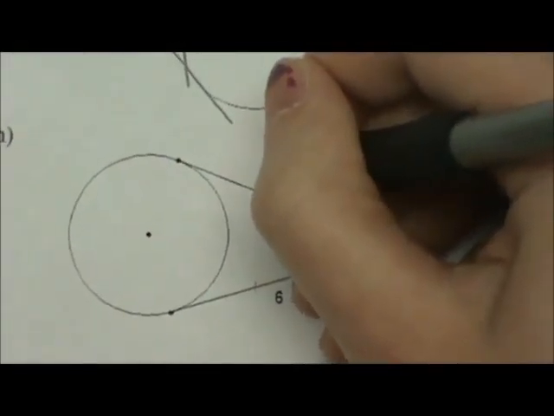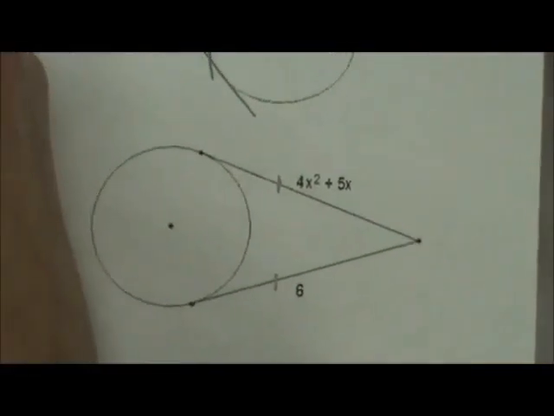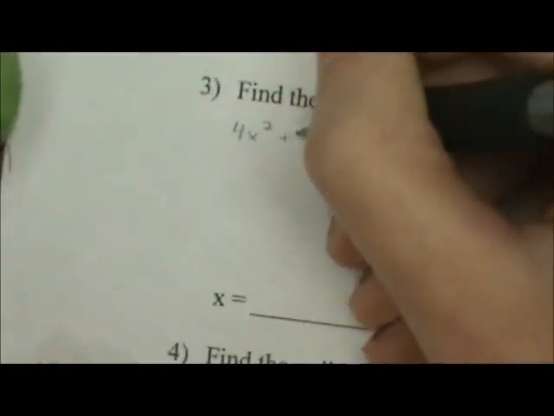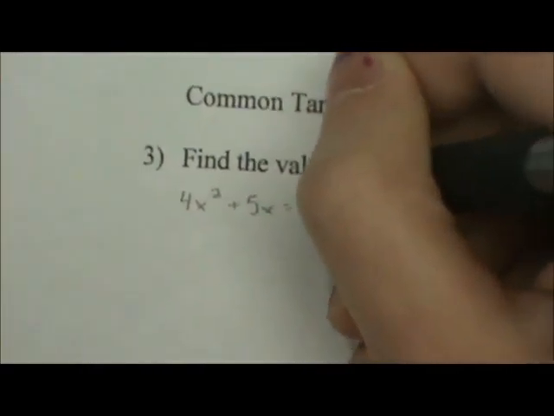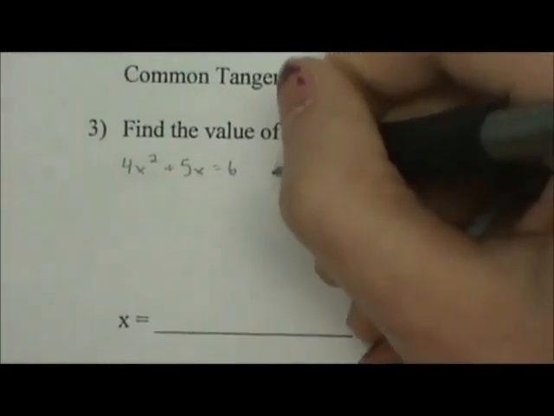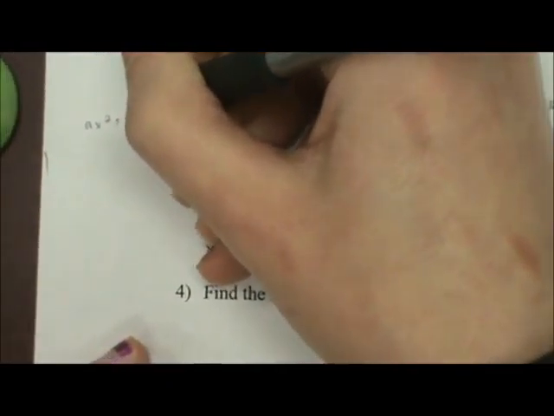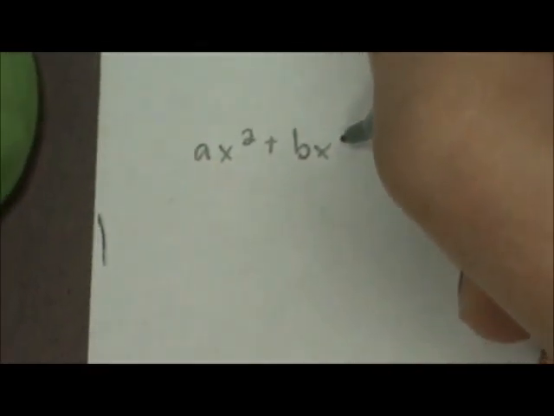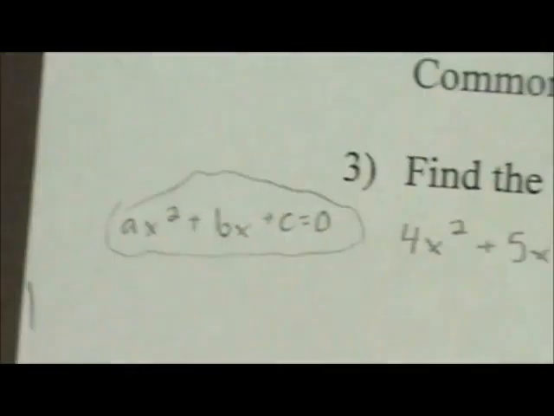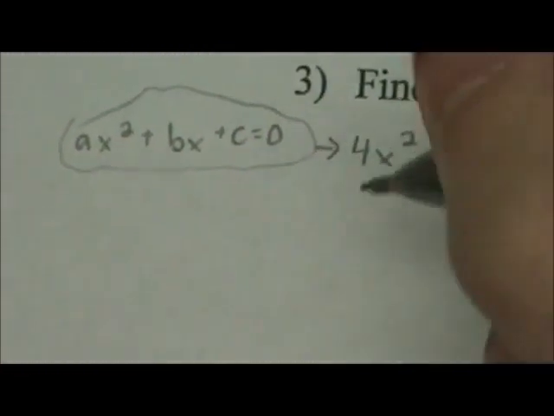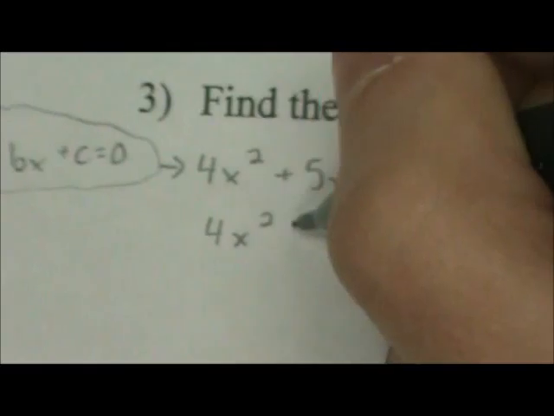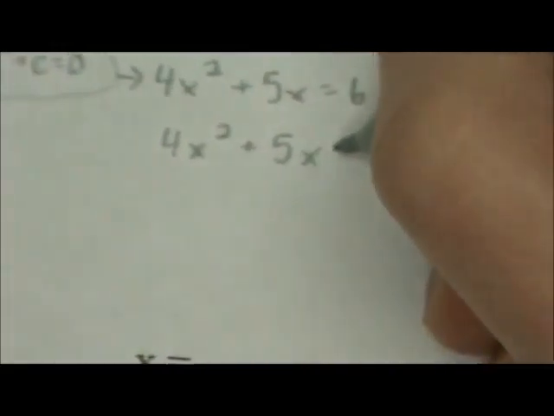Number 3, you use the quadratic equation, so you have 4x squared plus 5x equals 6 because they're congruent, so you set them equal to each other. And then you use ax squared plus bx plus c equals 0. So then you subtract the 6, so you're left with 4x squared plus 5x minus 6 equals 0.